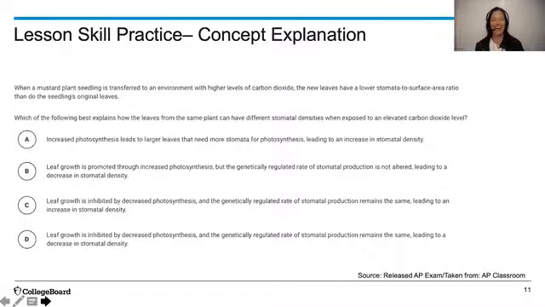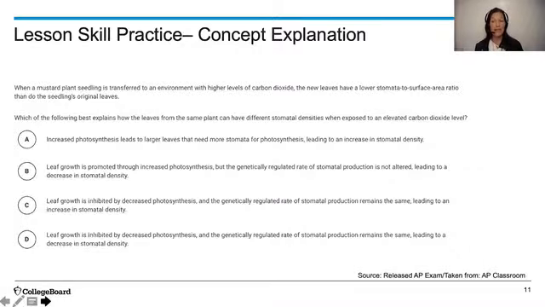All right, welcome back. I hope that you paused it. I hope that you have read about mustard plant seedlings and that we're ready to tackle this question. So the question stem says, when a mustard plant seedling is transferred to an environment with higher carbon dioxide levels, the new leaves have a lower stomata to surface area ratio than do the seedling's original leaves. Which of the following best explains how the leaves from the same plant can have different stomatal densities when exposed to an elevated carbon dioxide level?